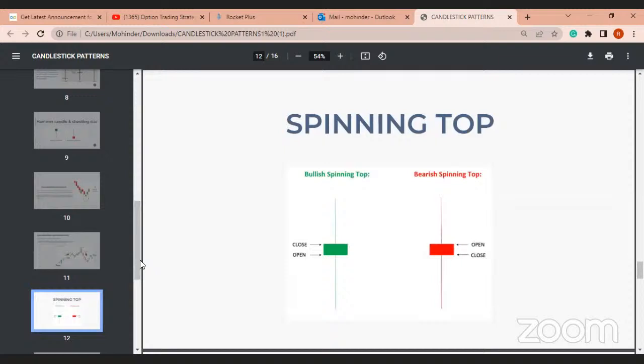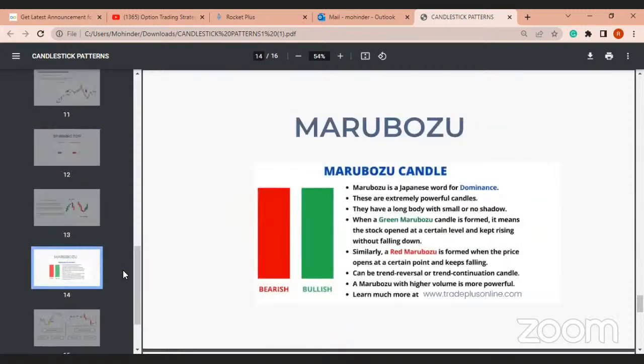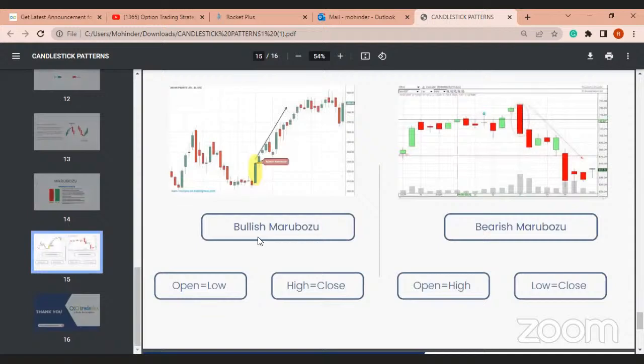And then the spinning top also indicates indecision in the market. In this one you will have a small body and the wick will be a bit higher. Marubozu candle means the dominance, the involvement of buyers. If the involvement of buyers is much higher, then it will be bullish. And if the sellers are coming in good volume, then obviously it will be red in color and bearish. So these were the examples of how to identify the bullish Marubozu as well as the bearish Marubozu.